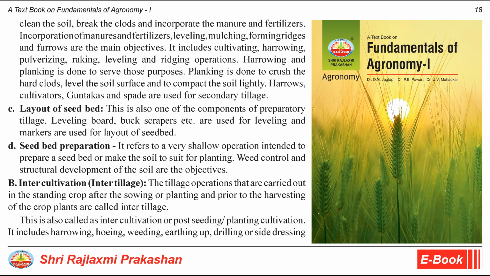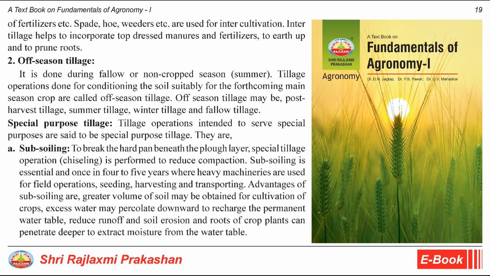The tillage operations that are carried out in the standing crop after the sowing or planting and prior to the harvesting of the crop plants are called intertillage. This is also called intercultivation or post-seeding planting cultivation. It includes harrowing, hoeing, weeding, earthing up, drilling or side dressing of fertilizers, etc. Spade, hoe, weeders, etc. are used for intercultivation.